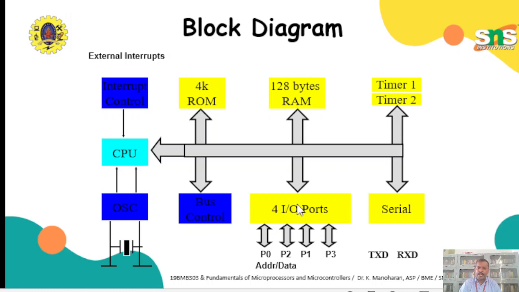Look at this. These are the 4 IO ports: port 0, port 1, port 2 and port 3. They consist of IO lines, which are also multiplexed with the address lines and data lines. Each port is 8 bits, so 4 into 8, 32 IO lines will be available here. Look at this. It has timers or counters. We can take them as timer 1 and timer 2, or as timer 0 and timer 1. Only two timers are available. This is the serial port. Whenever we are connecting the microprocessor with some other device, we need to use this serial port. Thank you.